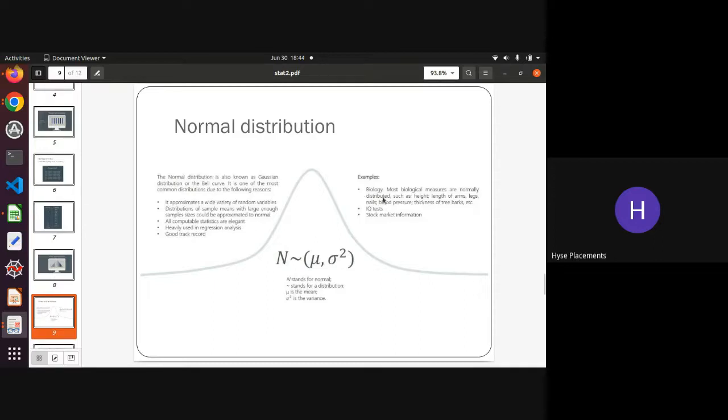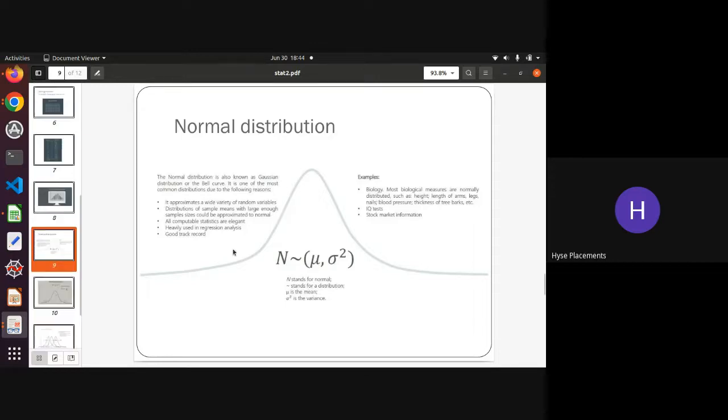For example, in biology, most biological measures are normally distributed, such as height, length of arms, legs, nails, blood. The length of your arms is equally divided, normally distributed, right? And you have IQ tests as well. IQ varies from person to person, but it is normally distributed again. And the stock market information as well. The stock market information is normally distributed, and you can identify the patterns present in the data, and you do some analysis later on.